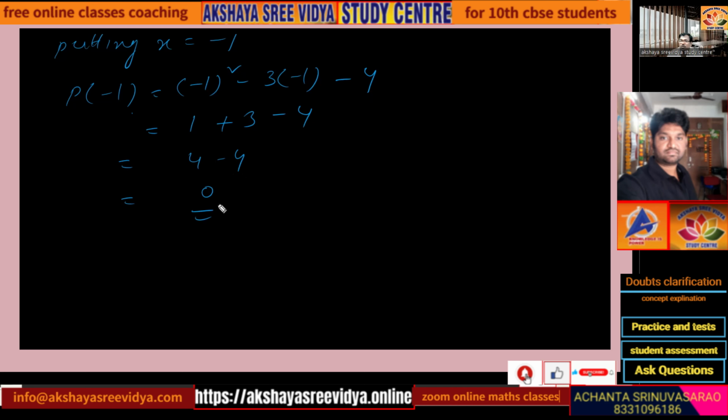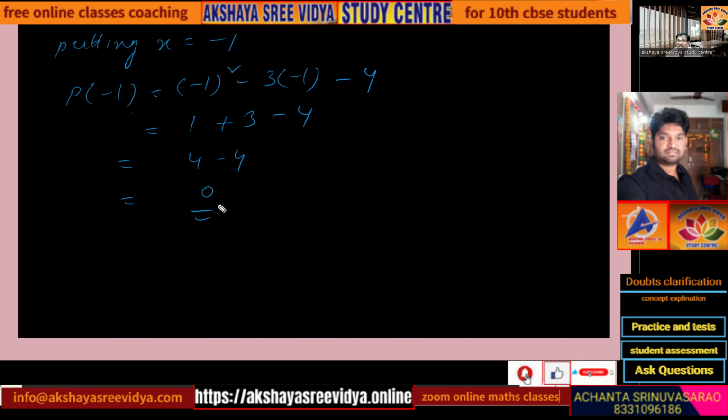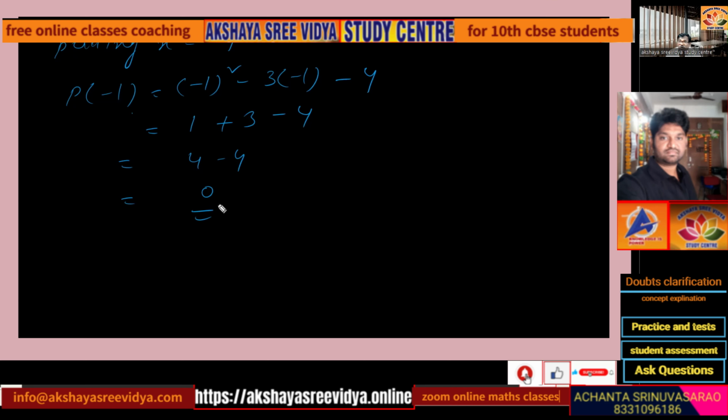Minus 1 whole square means 1. Minus 3 of minus 1 is equal to plus 3 into 1, which is 3. Then minus 4. 1 plus 3 is 4, and 4 minus 4 is equal to 0. Therefore, the value of p of minus 1 is 0.